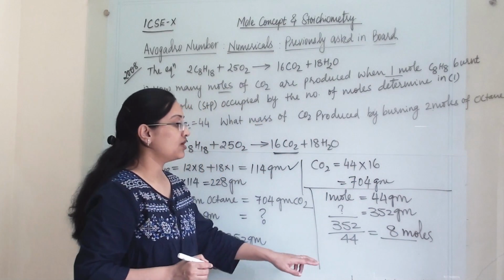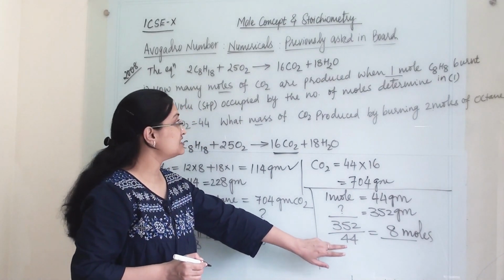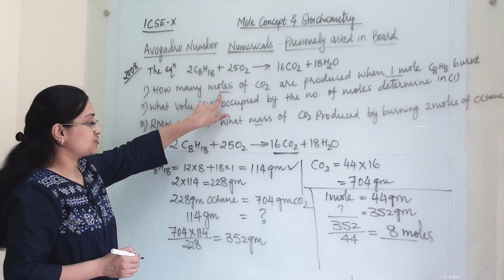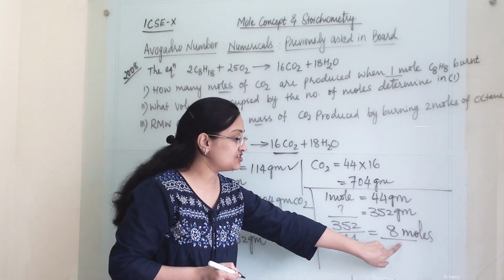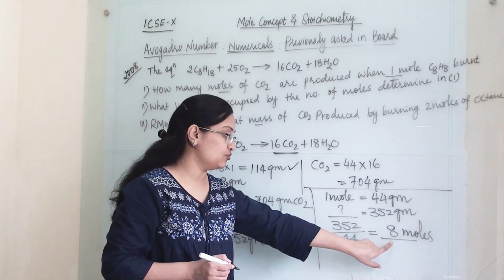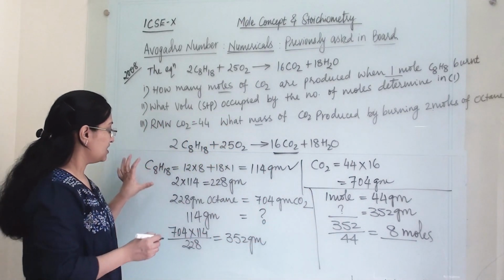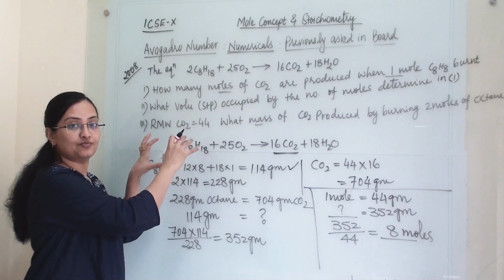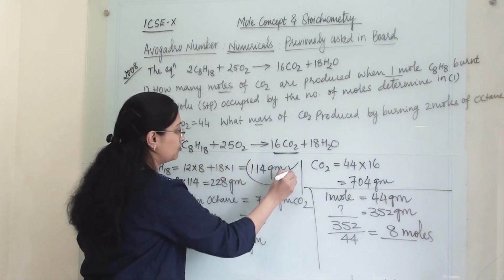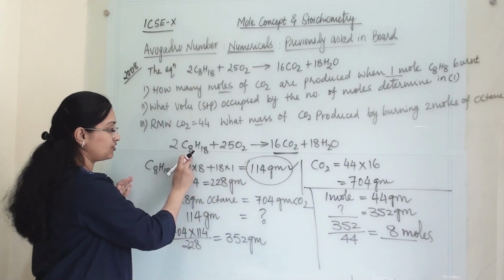8 moles for carbon dioxide. So this will be the answer for the first question: 1 mole of octane will generate how many moles? 8 moles. How have we done this? We have got the information from the equation itself.